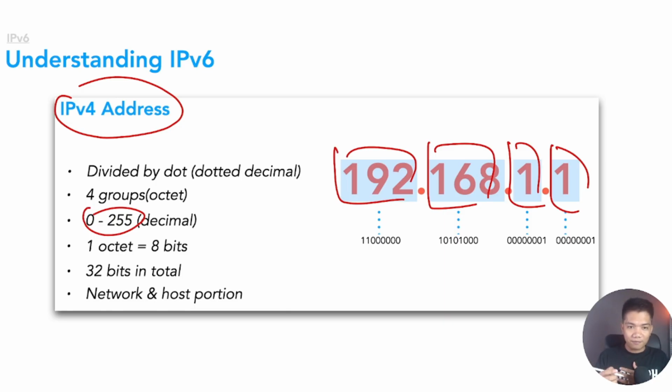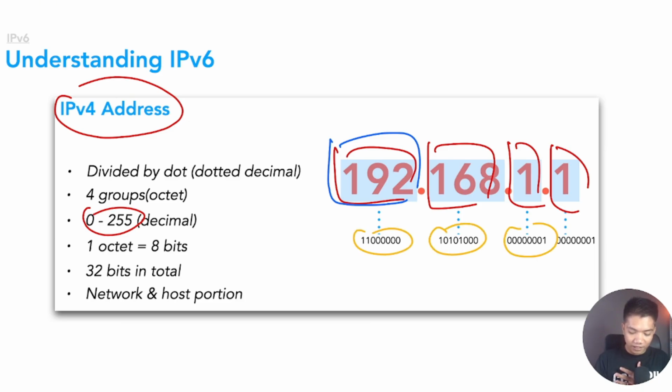And when we convert IPv4 into binary, each octet, let's take the first octet for example, is composed of 8 bits. Meaning, 8 pieces of zeros and ones. This is the conversion. So each octet, if you convert it into binary, will give you 8 pieces of zeros and ones. In total, we have 32 bits in IP version 4.